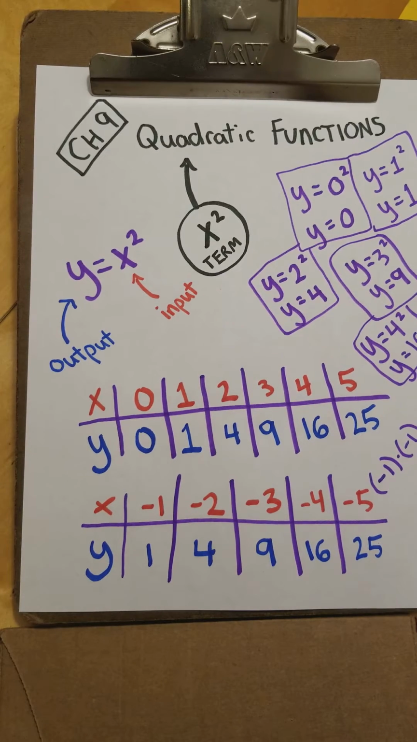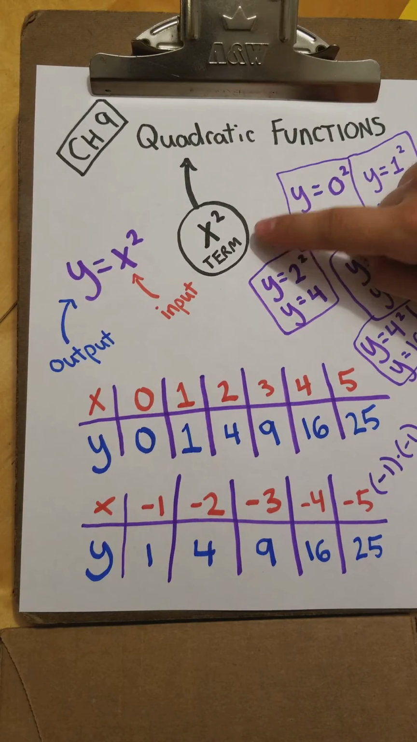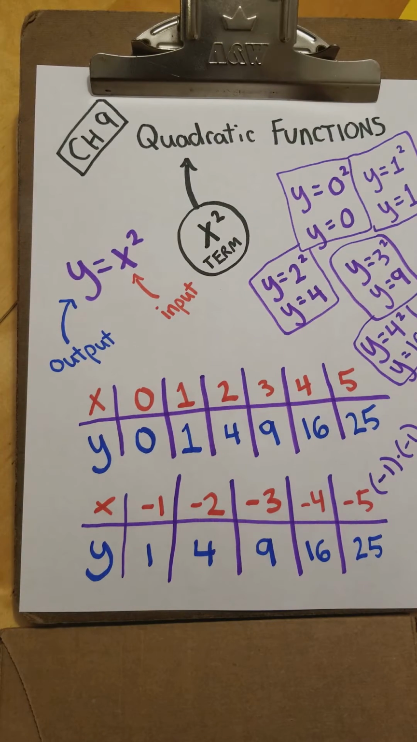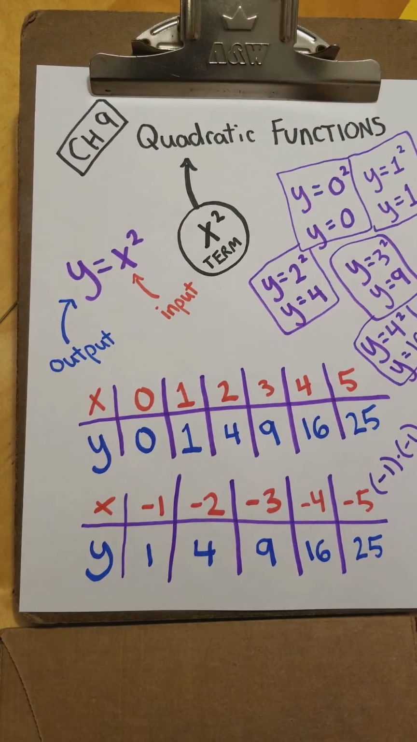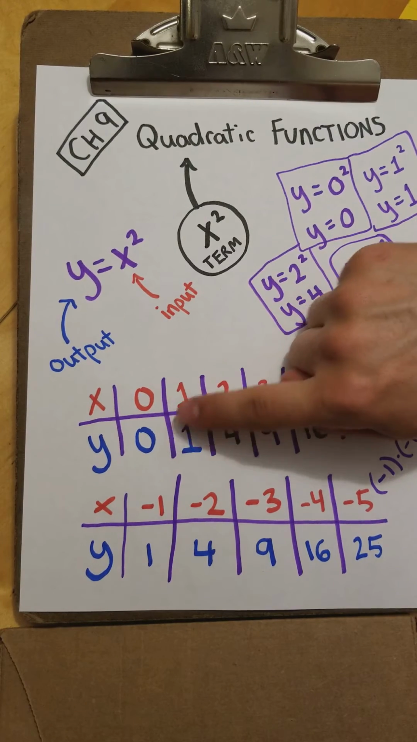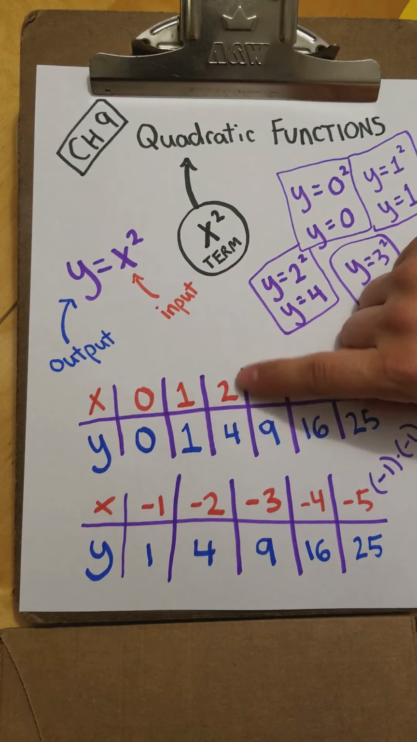So, what is a quadratic function? Pretty much anything with an x squared term in it, for our purposes. What's the simplest quadratic function? It's y equals x squared. An input squared will give you your output. If we plug in values for x, our output, y values, will always be the same number squared.